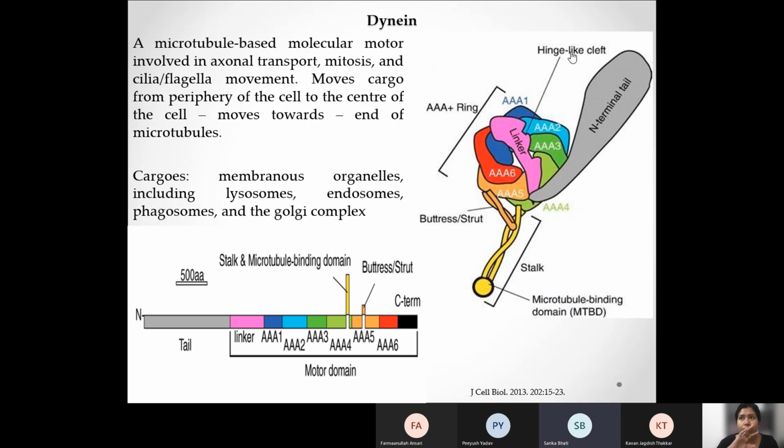Okay, so the question here is, does myosin bind to actin when it is bound by ATP? When it is bound by ATP, no, ma'am. Okay, thank you, sir. Thank you for this explanation.